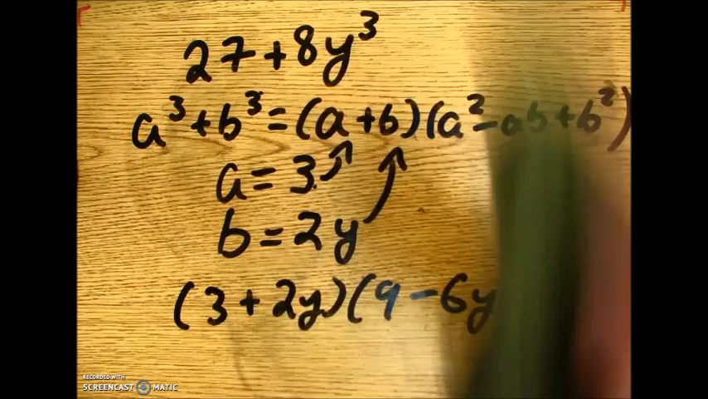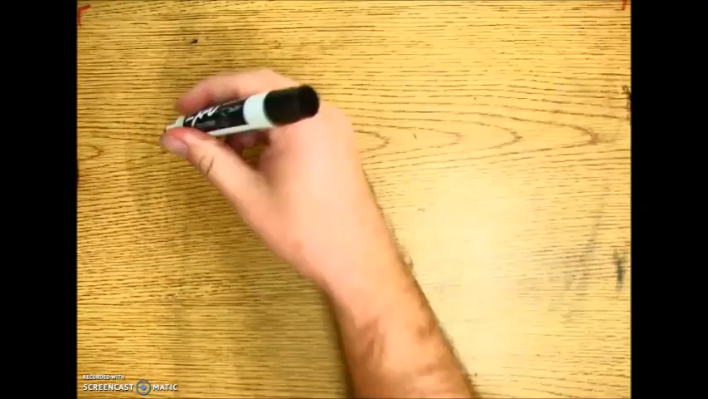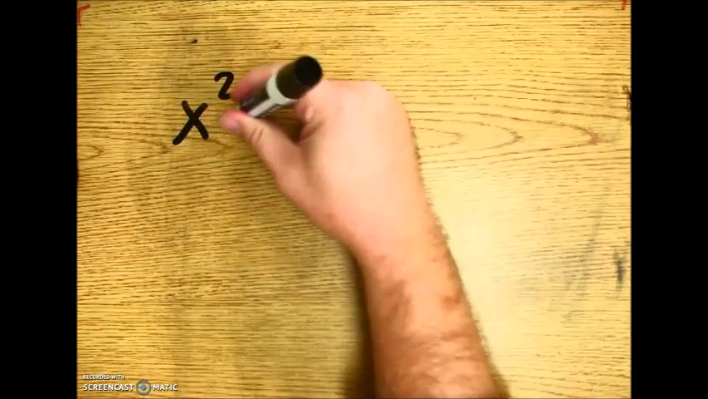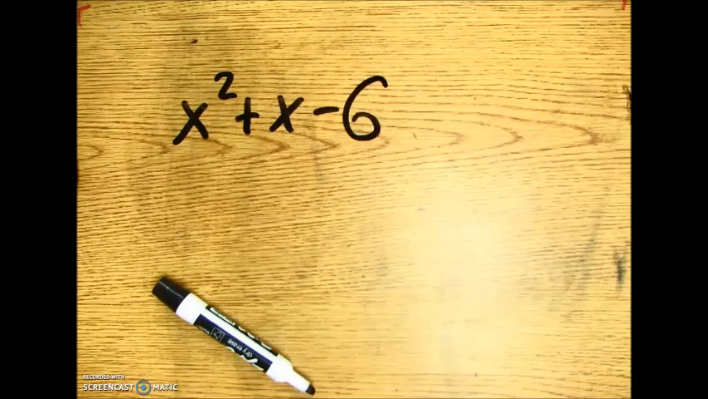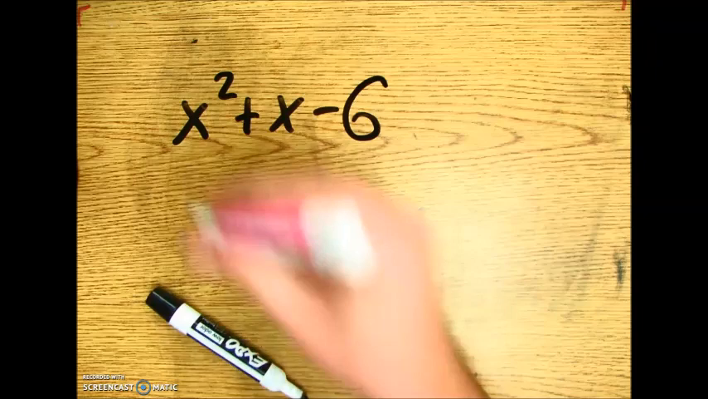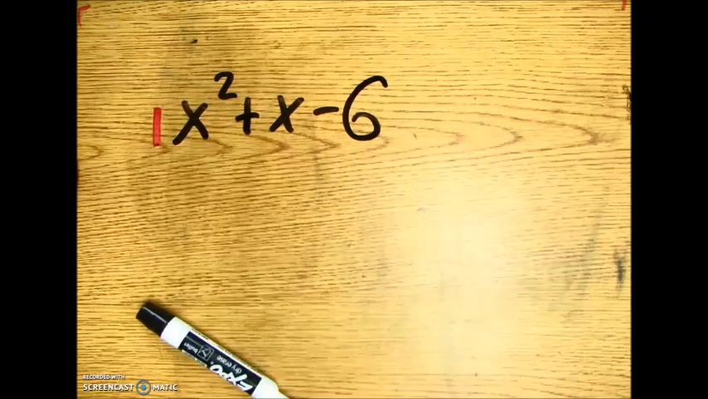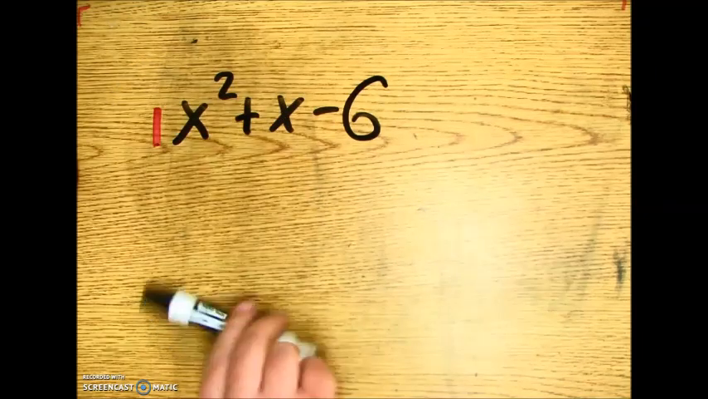Okay, let's take a look at another one. So we have an x squared plus x minus 6. So now we have a trinomial with a leading coefficient of 1. So now we just go ahead with a diamond puzzle.